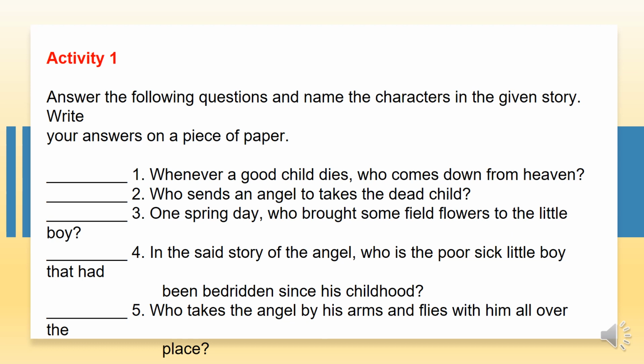Okay, so for activity 1, answer the following questions and name the characters in the given story. Write your answers on a piece of paper. 1. Whenever a good child dies, who comes down from heaven? 2. Who sends an angel to take the dead child? 3. One spring day, who brought some field flowers to the little boy? 4. In the said story of the angel, who is the poor sick little boy that had been bedridden since childhood? 5. Who takes the angel by his arms and flies with him all over the place?